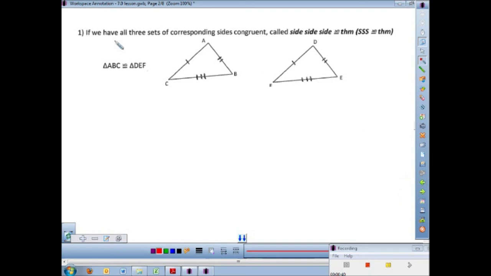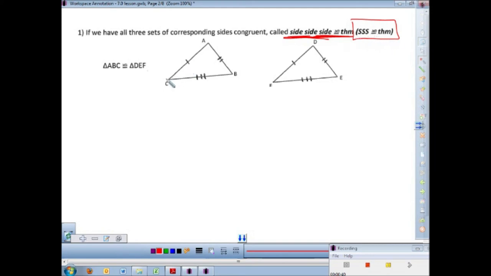So here's 4 of the 5 ways we'll learn how to prove that we have enough information that triangles are congruent. So the first way is called side-side-side congruence theorem, and we'll abbreviate it like this: side-side-side, SSS. We'll never say SSS. We'll call it side-side-side congruence theorem, but we'll just write it down like this.